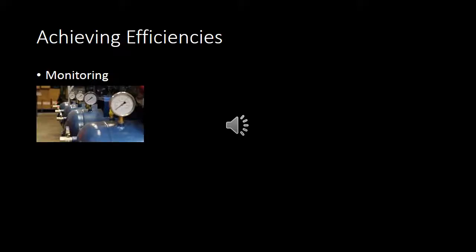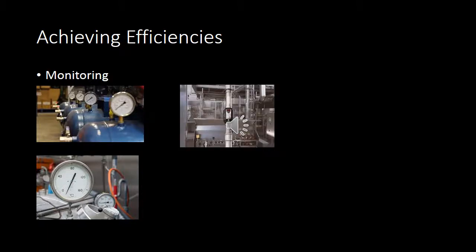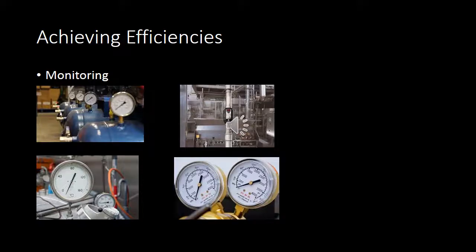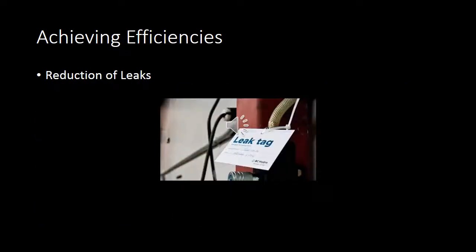Monitoring. Maintenance can be supported by monitoring using proper instrumentation, including the following: pressure gauges on each receiver or main branch line, and differential gauges across dryers, filters, etc. Temperature gauges across the compressor and its cooling system to detect fouling and blockages. Flow meters to measure the quantity of air being used. Dew point temperature gauges to monitor the effectiveness of air dryers. Kilowatt-hour meters and hours run meters on the compressor drive. Reduction of leaks.